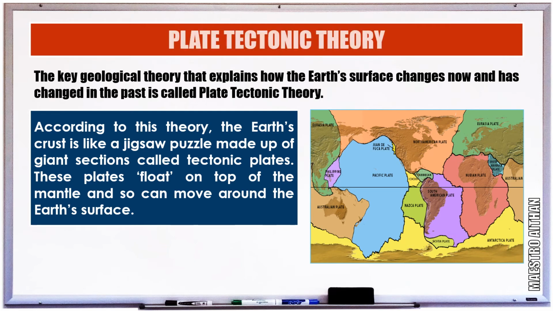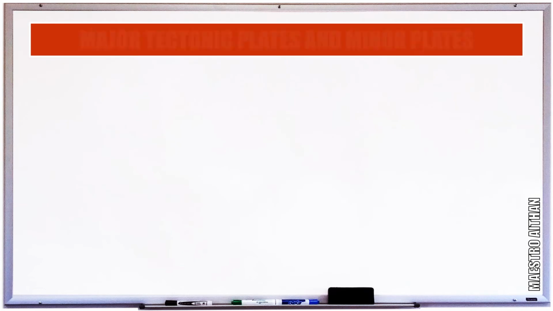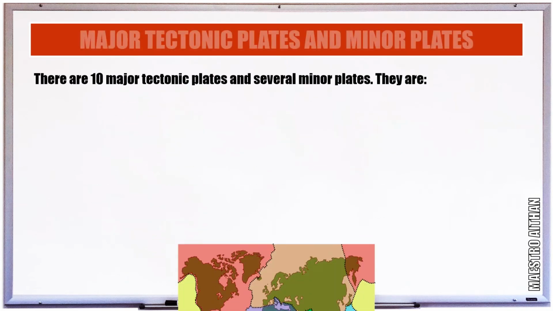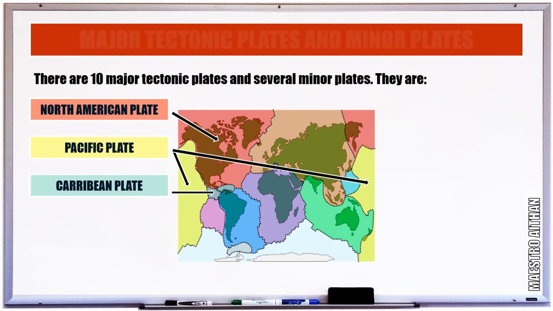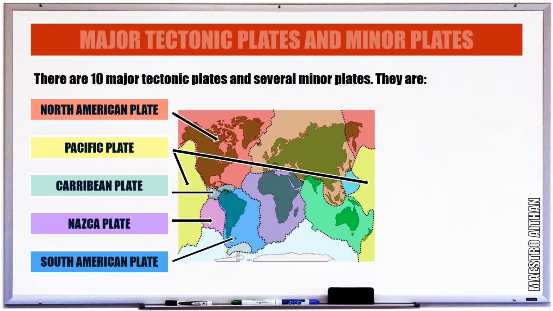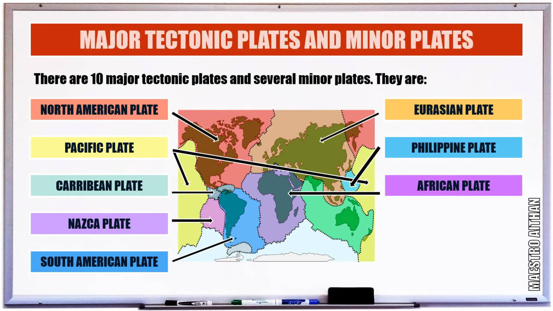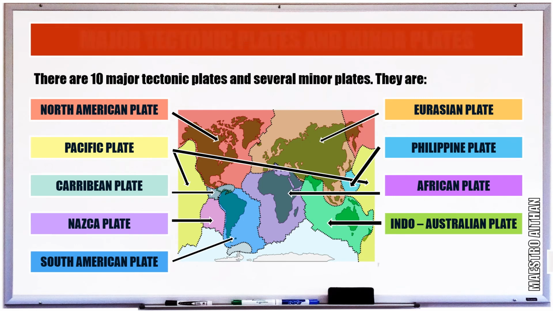According to this theory, the Earth's crust is like a jigsaw puzzle made up of giant sections called tectonic plates. These plates float on top of the mantle and so can move around the Earth's surface. There are 10 major tectonic plates and several minor plates. They are North American Plate, Pacific Plate, Caribbean Plate, Nazca Plate, South American Plate, Eurasian Plate, Philippine Plate, African Plate, Indo-Australian Plate, Antarctic Plate.